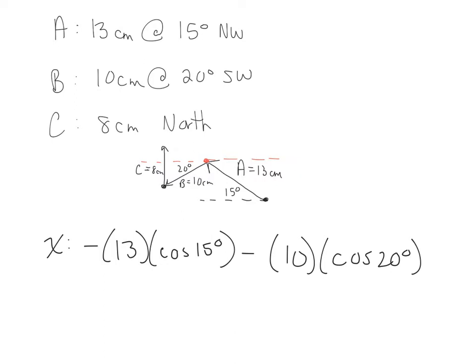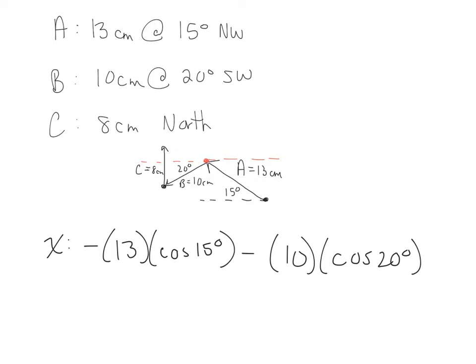Why am I not considering the third vector again? It's only in the y. It's only a vertical component. It's north. It's not northeast. It's not northwest. It's only vertical, so it's only a y component. So that's it for the x direction.